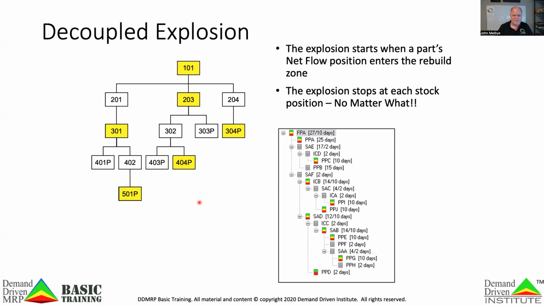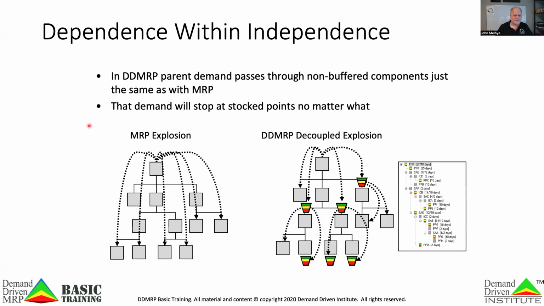The DDMRP methodology says when the net flow position enters the rebuild zone, which we just saw examples of, when the net flow position gets into the yellow or red of a buffer, then the explosion starts. But it stops at the next stock position, no matter what. And so then 203 enters the rebuild zone, that explosion happens, and then 301, that explosion happens. All of that happens separately. The difference with DDMRP, we have smaller segments of those explosions.